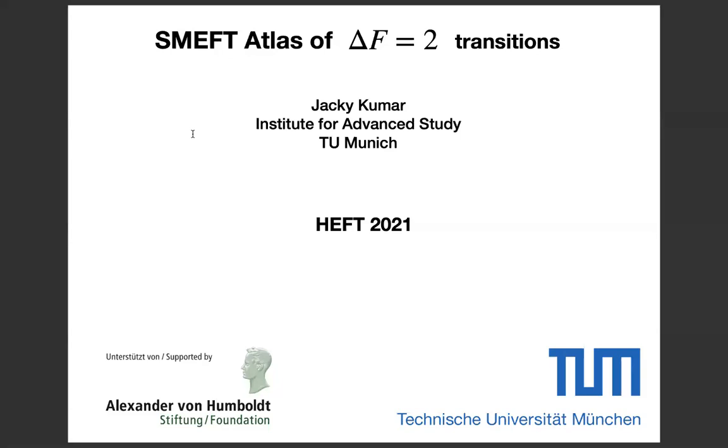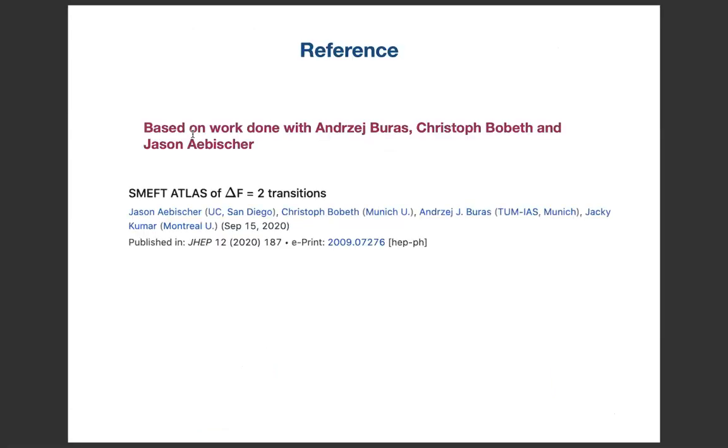So let me start. First, let me thank the organizers for the invitation. I will be presenting the SMEFT Atlas of delta F equal to 2 transitions, which is based on work done with Andrew Buras, Christoph Bobeth, and Jason Aebischer. This paper came out in September 2020.